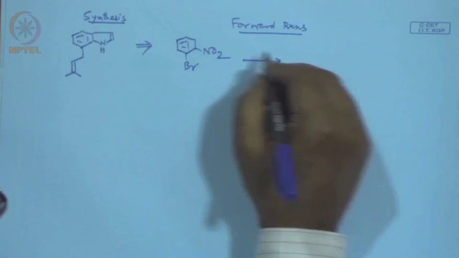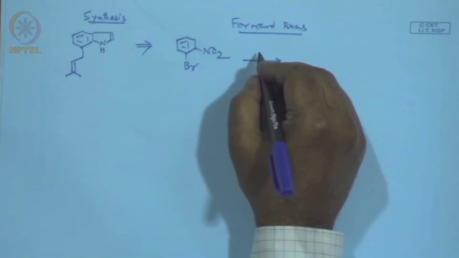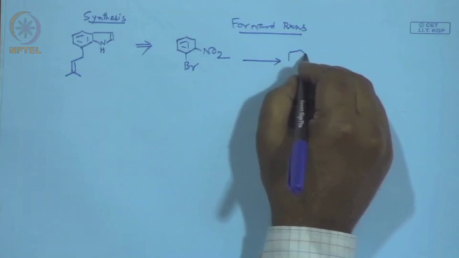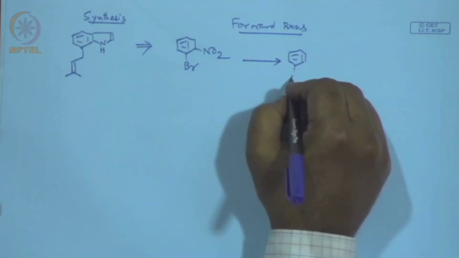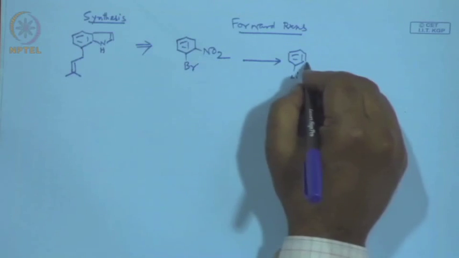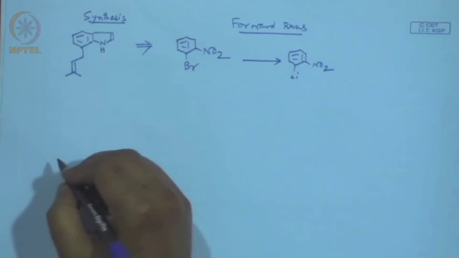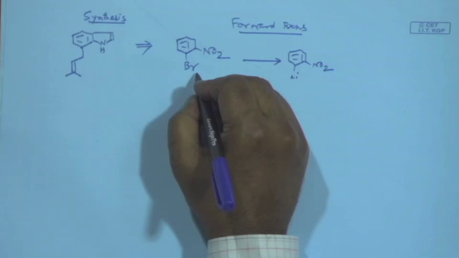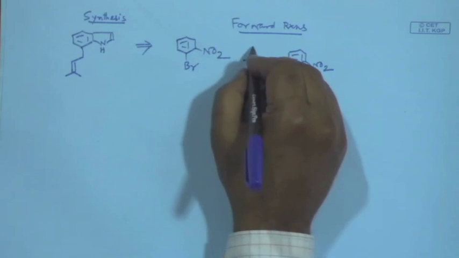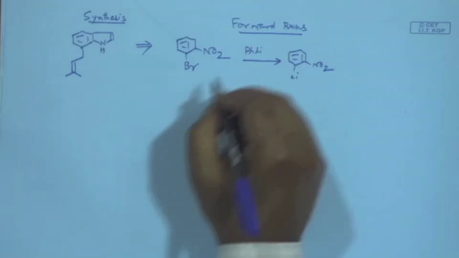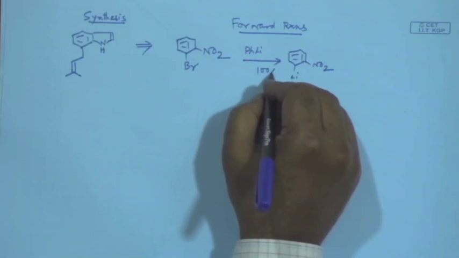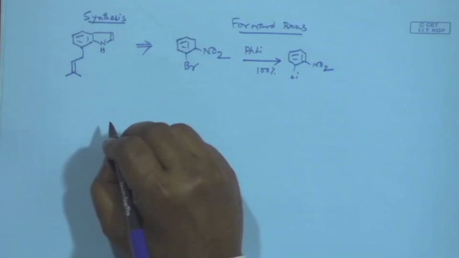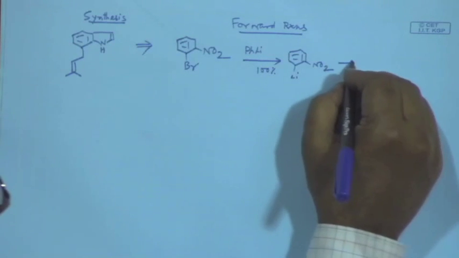But the one that has been worked out starts from the organolithium compound actually. So what you do, you make this lithium reagent. Lithiation can be done by halogen exchange, since you have a bromine already there. And if you do it with phenyl lithium, the reaction proceeds in 100% yield. What next?